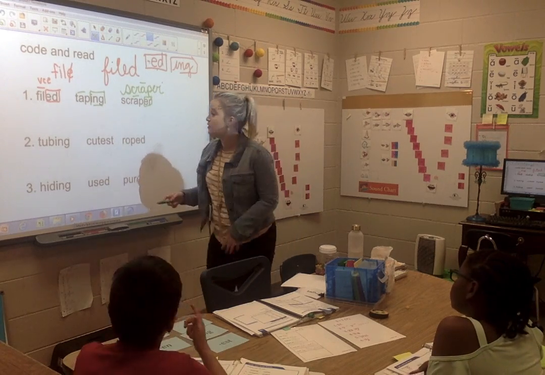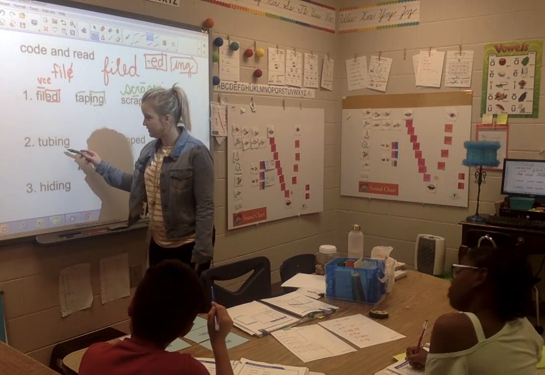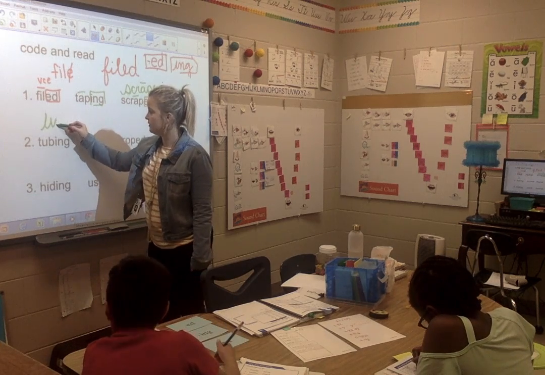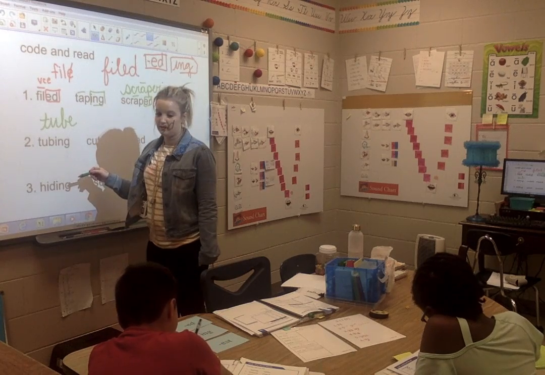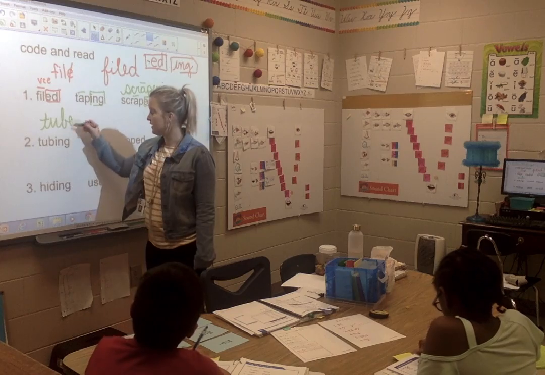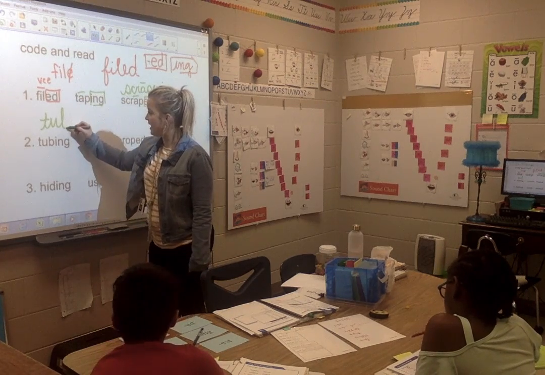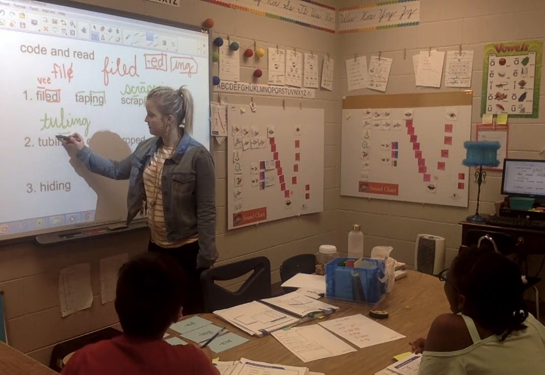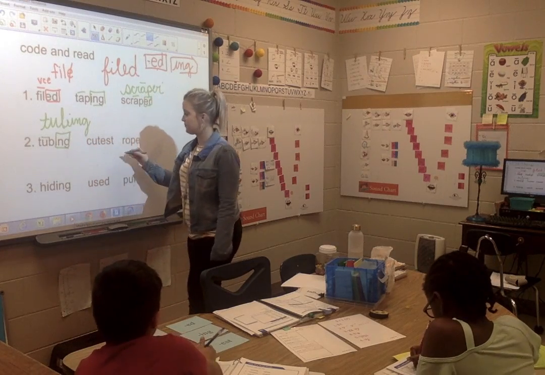Let's go to number two. So looking at my word, I have a vowel suffix ing. I know originally this was my word, T-U-B-E. Tube. I needed tubing, so I had to drop the E and I added vowel suffix ing. So my word is tubing.